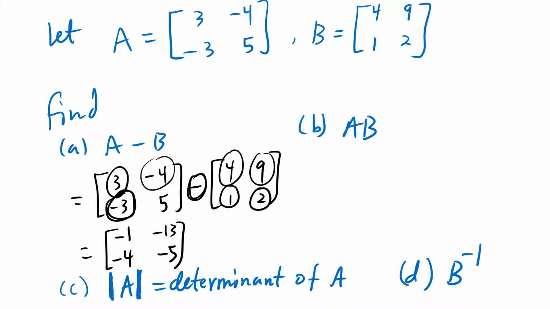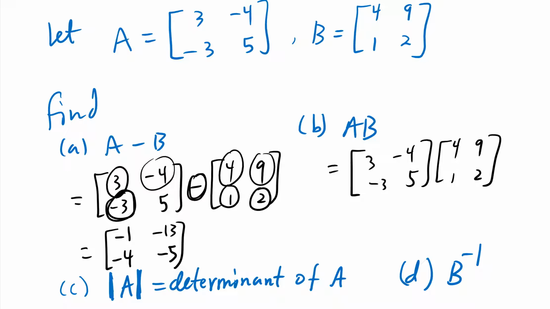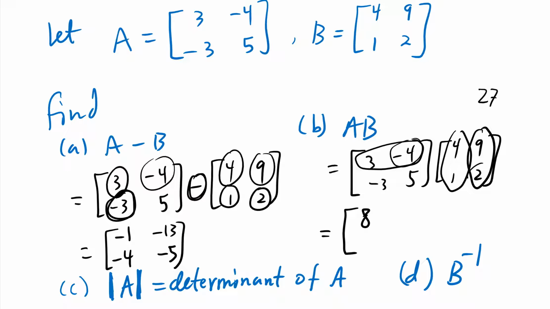A times B. So A is 3, negative 3, negative 4, 5, times 4, 1, 9, 2. To multiply matrices, we multiply row by column. What is row by column? So 3 by 4, 12, and negative 4 by 1 is negative 4. So 12 minus 4 is 8. Row by column: 3 by 9, 27, and negative 4 by 2, minus 8. So that's 19. So I'm done with the first row.